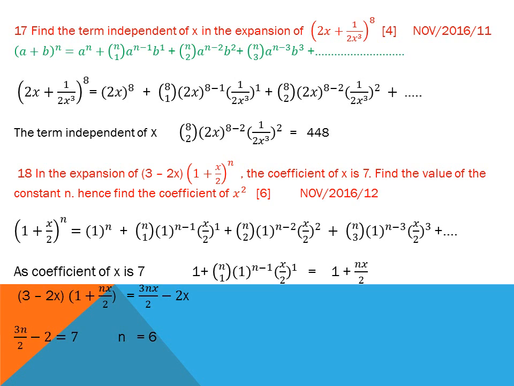because 3 minus 2x is also multiplied. So that's why I need two terms, 1 plus nx over 2, because when 2x is multiplied by 1, it will also become an x term. (3 minus 2x)(1 plus nx over 2). Then 3 is multiplied with nx over 2, it will become 3nx over 2. This term includes x. When minus 2x is multiplied by 1, it will become minus 2x. So the coefficient is 3n over 2 minus 2. 3n over 2 minus 2 is equal to 7 because the coefficient of x is given as 7. I will find 7 plus 2 is 9, 9 times 2 is 18, 18 over 3, it will become n is equal to 6 here.